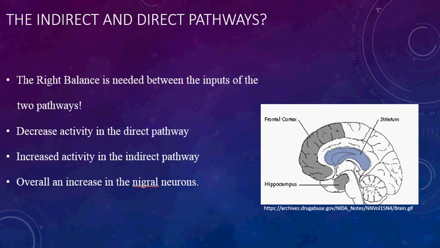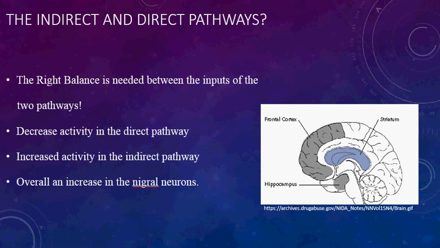Loss of dopaminergic neurons in Parkinson's disease results in a decrease in the excitatory activity of the direct pathway and an increase in the inhibitory activity of the indirect pathway. This enhances the activity of the output neurons, resulting in decreased motor response and results in some classic Parkinson's disease symptoms such as bradykinesia and rigidity.